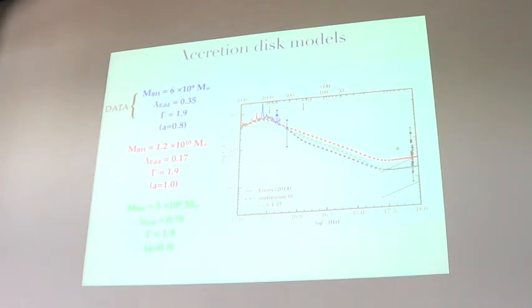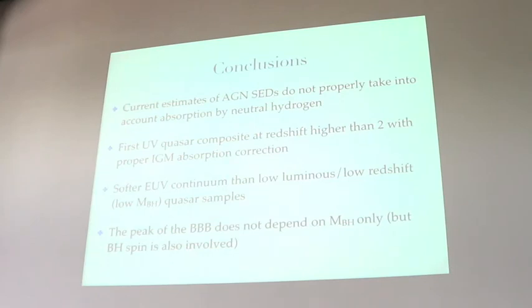And I'm going to conclude. Current estimates of the AGN SED do not properly take into account IGM absorption, so we are actually in an excellent position to do that. I showed you the first UV quasar composite at high redshift with proper IGM absorption correction, and we get softer extreme ultraviolet continua than low luminosity, low redshift, and low black hole mass quasar samples. And the peak of the big blue bump does not depend on the black hole mass only, but the spin is also involved.